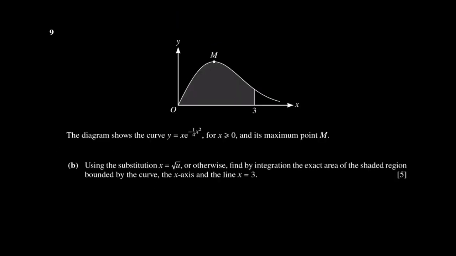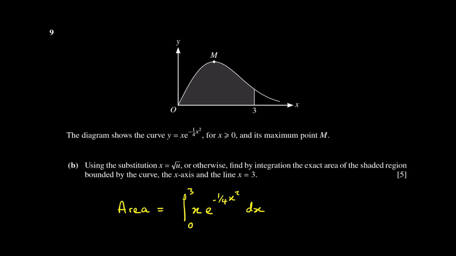Okay, part B of this question: using the substitution x is equal to root u or otherwise, find by integration the exact area of the shaded region bounded by the curve, the x-axis and the line x is equal to 3. Well, why don't we set this up first of all as an integration in terms of x. So the area is going to be equal to the integral of the curve, which is x e to the minus a quarter x squared dx. And it's between 0 and 3.